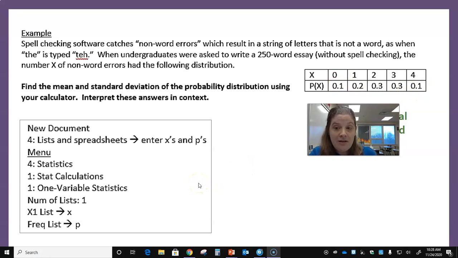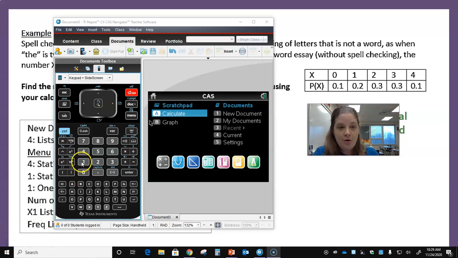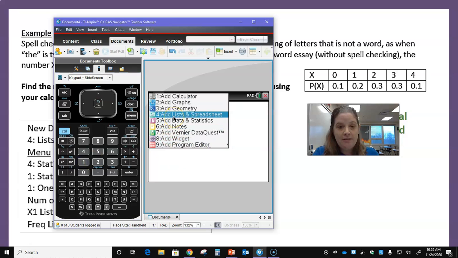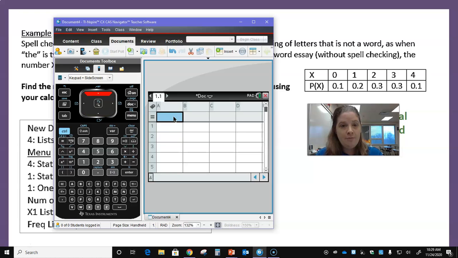Now I'm going to pause my video and bring up my calculator. All right, so here is my calculator. I'm going to go New Document. I do not want to save my old document. I'm going to go List and Spreadsheet. And I'm going to put in my X values here: 0, 1, 2, 3, and 4.